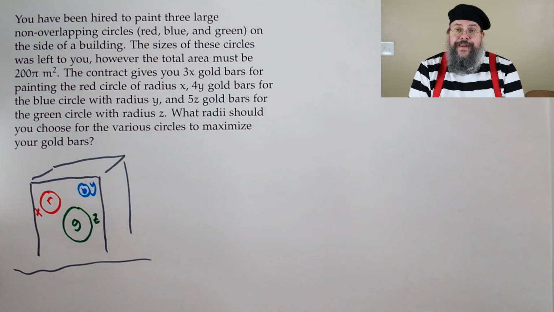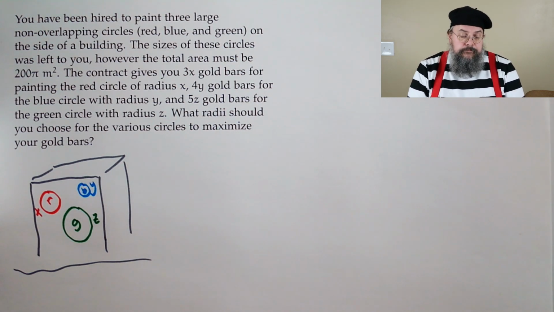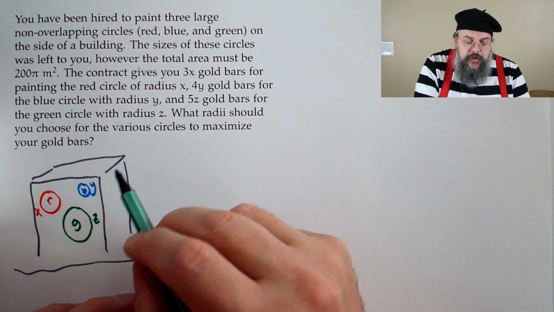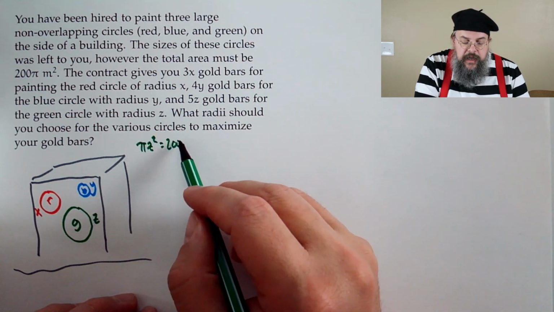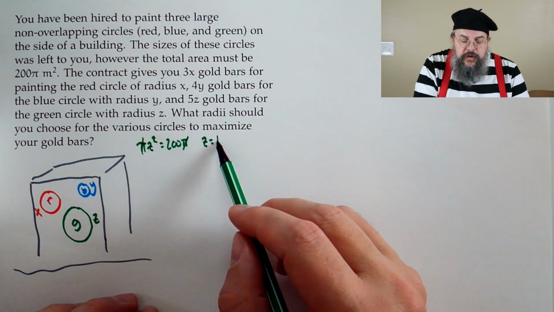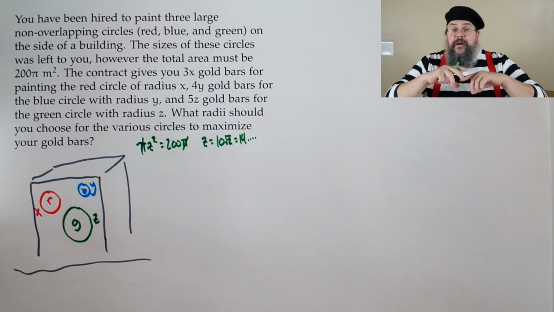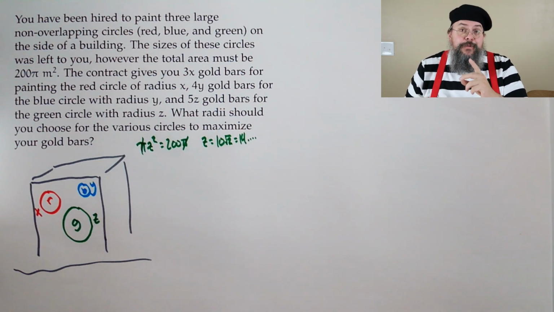On a side note, for comparison later on, if we did put all of our paint into the green circle, what would that say? Now, we can work it out. If it was all in the green circle, the area would be pi z squared, and that would be 200 pi, which tells us that z would be the square root of 200, which is 10 times root 2, which is 14 point something. So if you paint only a big green circle on the side of the building, you'll get 14 gold bars and a little bit. But can we do better? And if so, how?